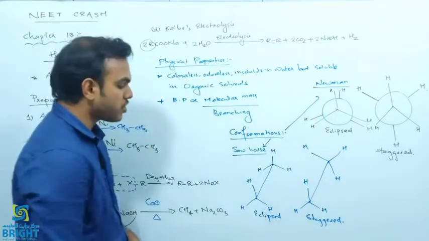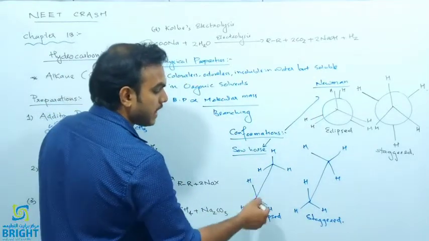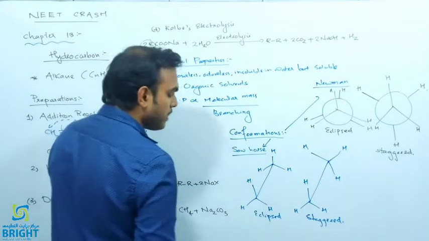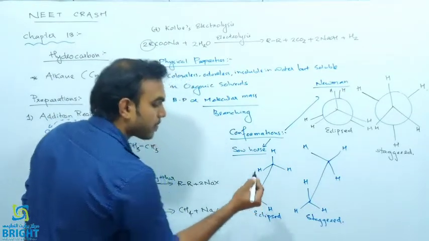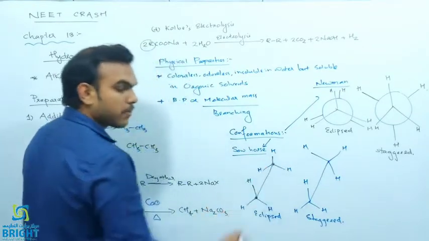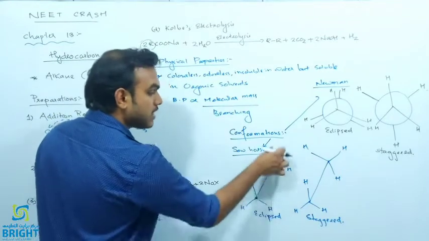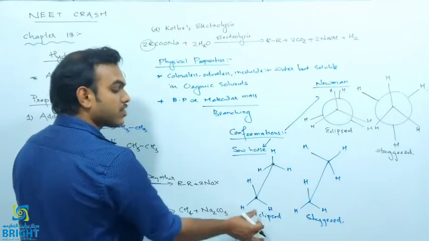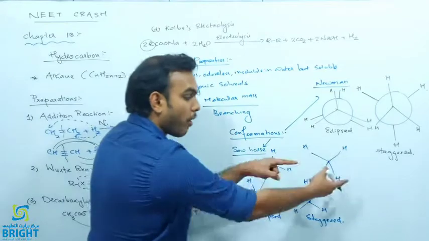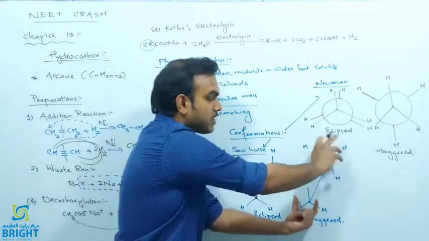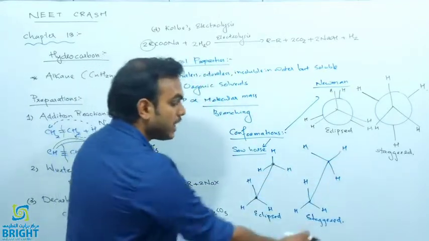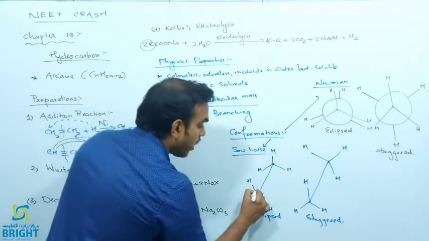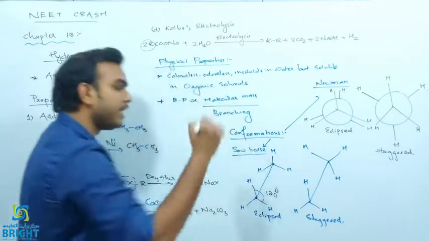In the Sawhorse projection, it will be in this shape, that is, this is ethane. It will be the Sawhorse projection. These 2 points represent a carbon atom. If they are arranged in the same direction, it is eclipsed. If they are in the opposite direction, this is clockwise and this is just the opposite of that, it will be known as staggered. These differ by an angle of 120 degrees.